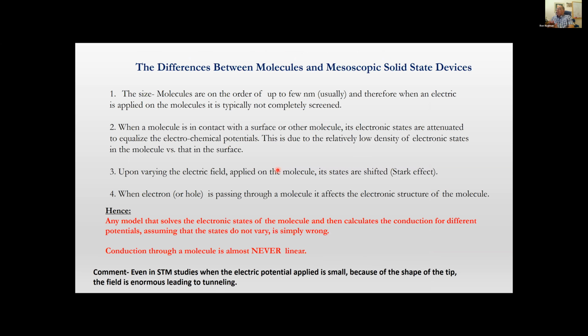So the difference between molecules and macroscopic solids is the size. As I said, it has to do with the density of states. Varying the electric field shifts the level, and the electrons or holes themselves affect the structure. Hence, the simple model that I discussed before is simply wrong, and the conduction is definitely never linear, never depends linearly on the voltage applied.